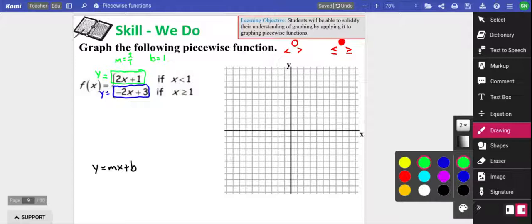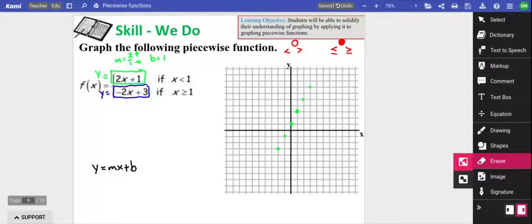Now let's go ahead and graph this one. We will start at b equals 1. I will make a point right there. Then the slope, because it's a 2, lets me know that I move 2 up, 1 to the right. From that starting point, I will go up 2, 1 to the right, and that would be the next point. I will repeat the process, up 2, 1 to the right, and so on. I can also go the opposite way, down 2, 1 to the left, down 2, 1 to the left.